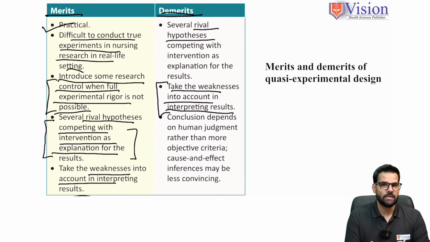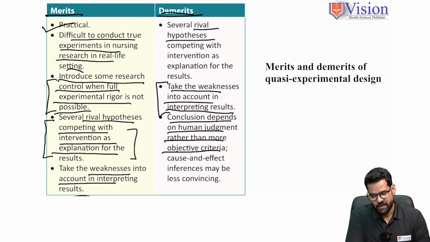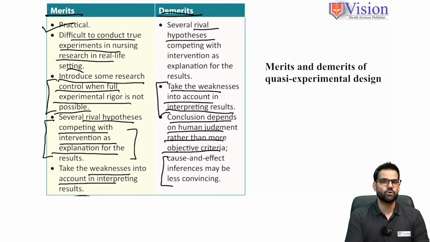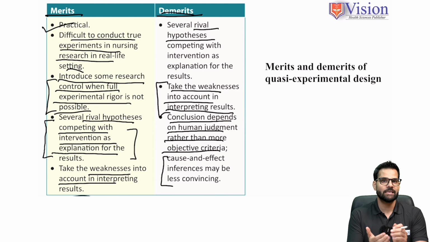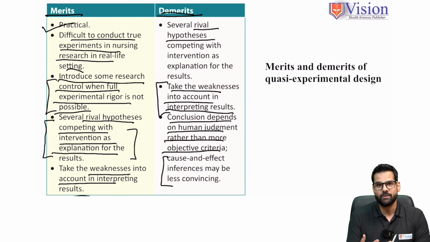The first question that everyone will ask you if you do quasi is why you did not prefer the true experimental design. Then, conclusions depend on human judgment rather than more objective criteria. Even though these are designs good for determining the causal relation, the cause and effect relationship, as they lack randomization, there is always a question about the objectivity of the research findings. There is more subjectivity. People can say that a specific group is given an advantage, as they were not given an equal chance of being selected in the experimental and the control group.